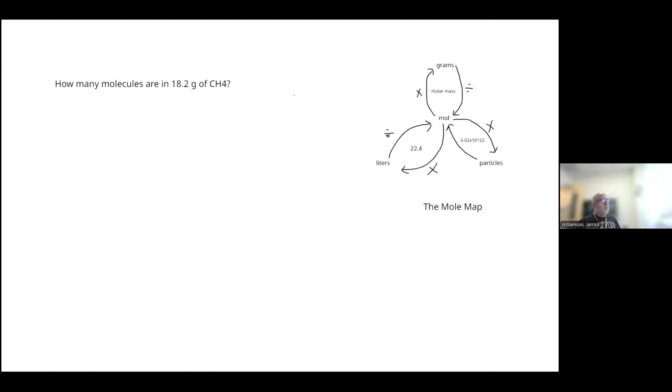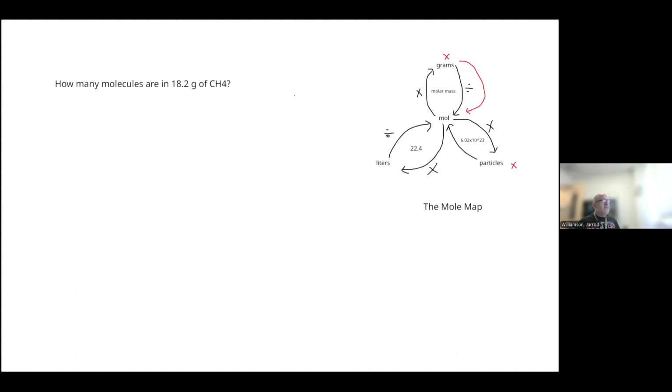I'll show you. I did a problem here. How many molecules are in 18.2 grams of CH4? Well, right now, I'm right here. And I want to get here. To do that, I'm going to have to go here. Follow the map. Means I'm going to have to divide my grams by the molar mass.